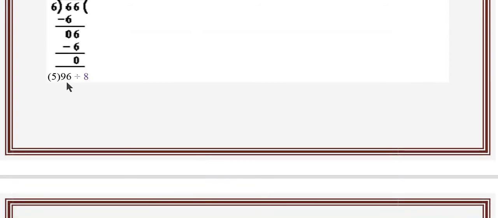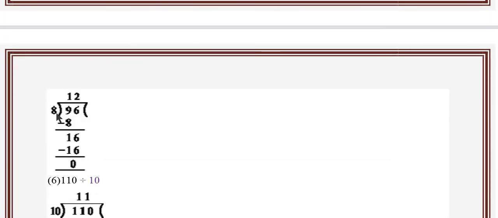Now fifth, 96 divided by 8. Now we use the table of 8. 8 ones are 8 because our first digit is 9. 9 minus 8 is equal to 1. If in the table of 8 we write 8 twos are 16, it is greater than 9, so subtraction is not possible. So we take 8 ones are 8. 9 minus 8, then we get 1.